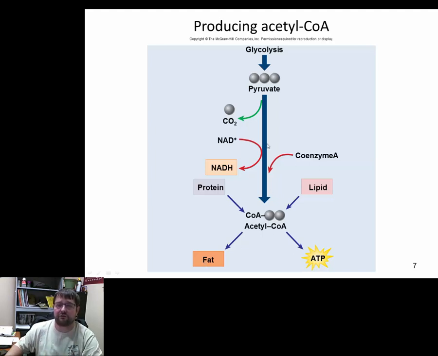And this is why I tell you, it doesn't matter if you eat a ton of carbohydrates or no carbohydrates. If you're eating more protein or more lipids than you can burn, it makes no difference where you're putting in the energy, because it all comes to the same point, acetyl-CoA. If you have too much of it, it'll be converted to fat. If you don't have enough, it's converted to ATP and you'll start utilizing that energy. Okay.